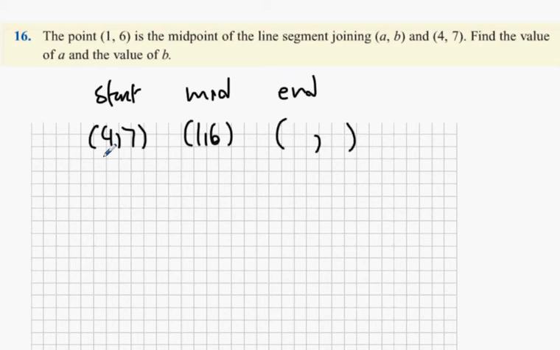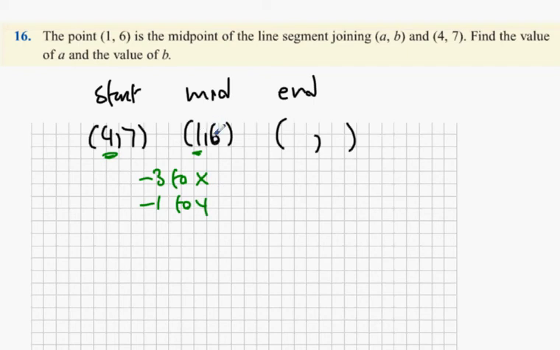So to go from 4 to 1, how do you go from 4 to 1? Minus 3 to the x value. And then from 7 to 6, minus 1 to y.